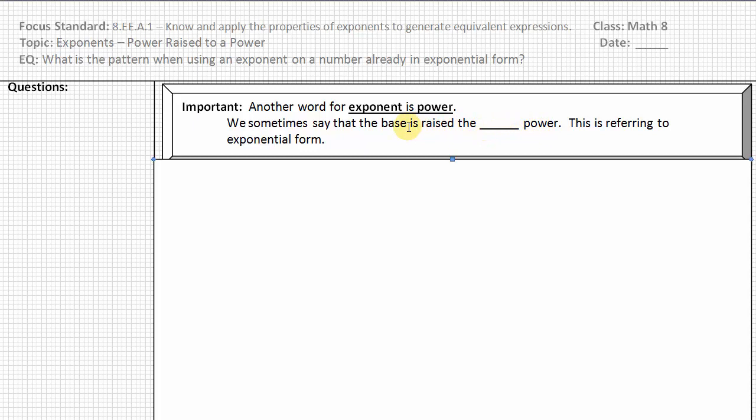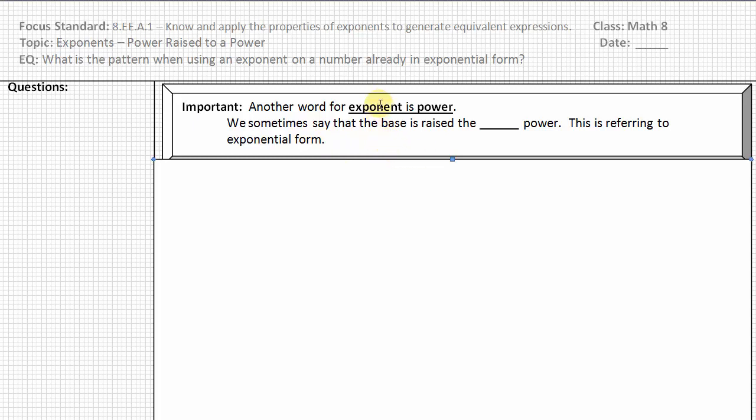So for example, if on the base number we have an exponent of 4, we would say that the base is raised to the 4th power. Or if on the base number we have a 6, then we could say that the base number is being raised to the 6th power. So again, this is referring to when we are using exponential form.